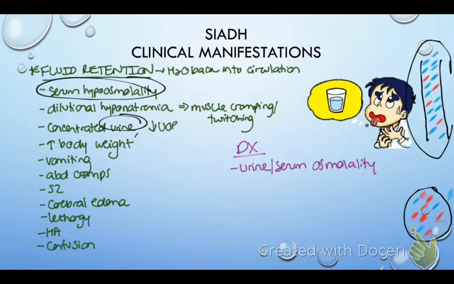So urine and serum osmolality. The serum is going to be what? Low. How low can you go? And the urine specific gravity is going to be high. Urine sodium is going to be high. Serum sodium is going to be low. And that's because of that dilutional effect.